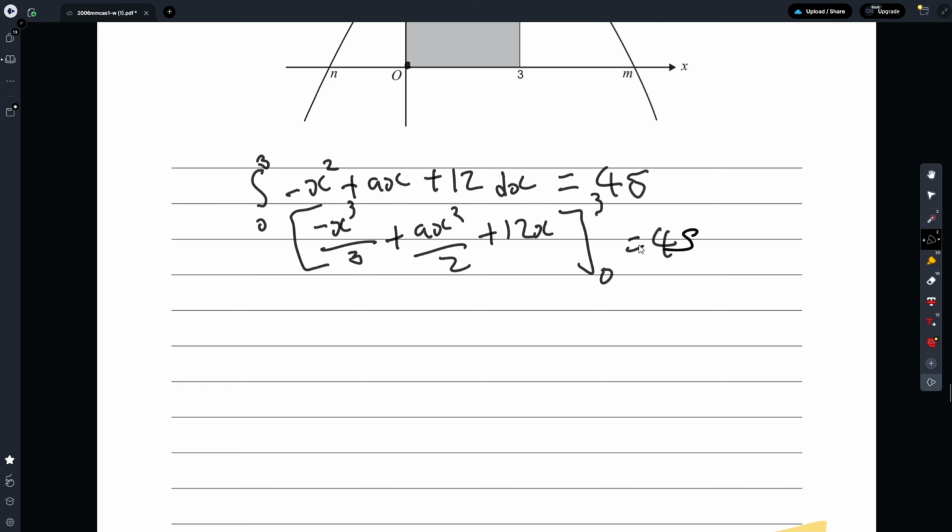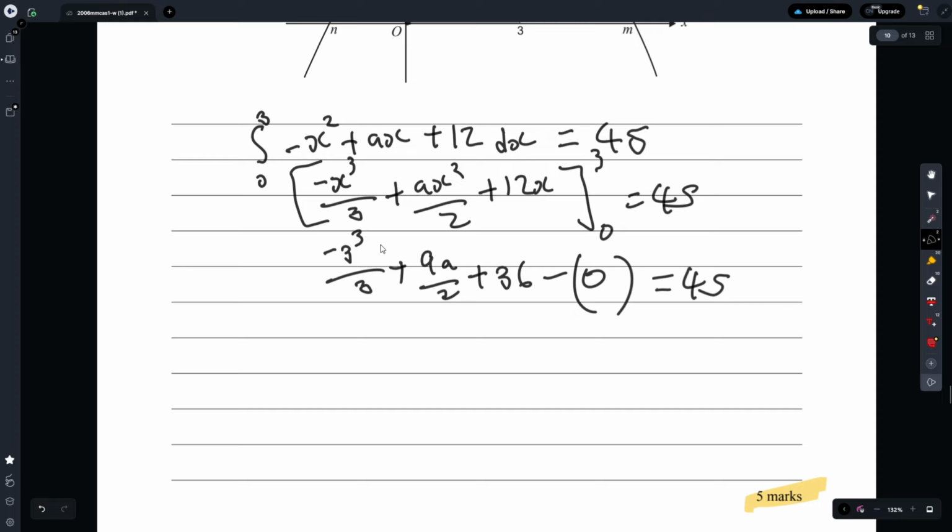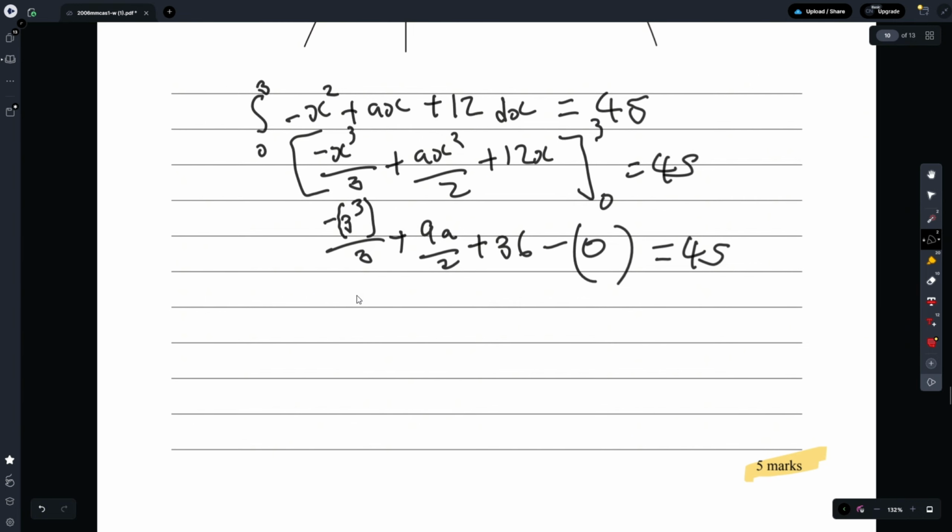So we just have to integrate this: negative x to the power 3 on 3, plus ax squared on 2, plus 12x, equals 45. Sub in x equals 3, plus 9a on 2 plus 36, minus sub in x equals 0, which gives 0, minus 0, equals 45. 3 to the power of 3 is 27, divided by 3, that's 9. Notice how the negative is on the outside; the power of 3 doesn't apply to it. So that means it's negative 9, plus 9a on 2, plus 36, minus 45.